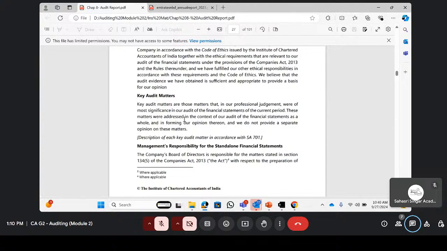Now in this example they have given: matters that in our professional judgment were most significant in the audit of the financial statements. These matters were addressed in the context of our audit of the financial statements as a whole, and in forming our opinion, and therefore we do not provide a separate opinion on these matters. This is the most important because in this paragraph only they are giving this statement. So what they are telling is, in our professional judgment, these were most significant in the audit of the current period. These matters are addressed in the context of the audit of the financial statements as a whole, in forming our opinion, and we do not provide a separate opinion on these matters. So this is how it takes place in the key audit matters.